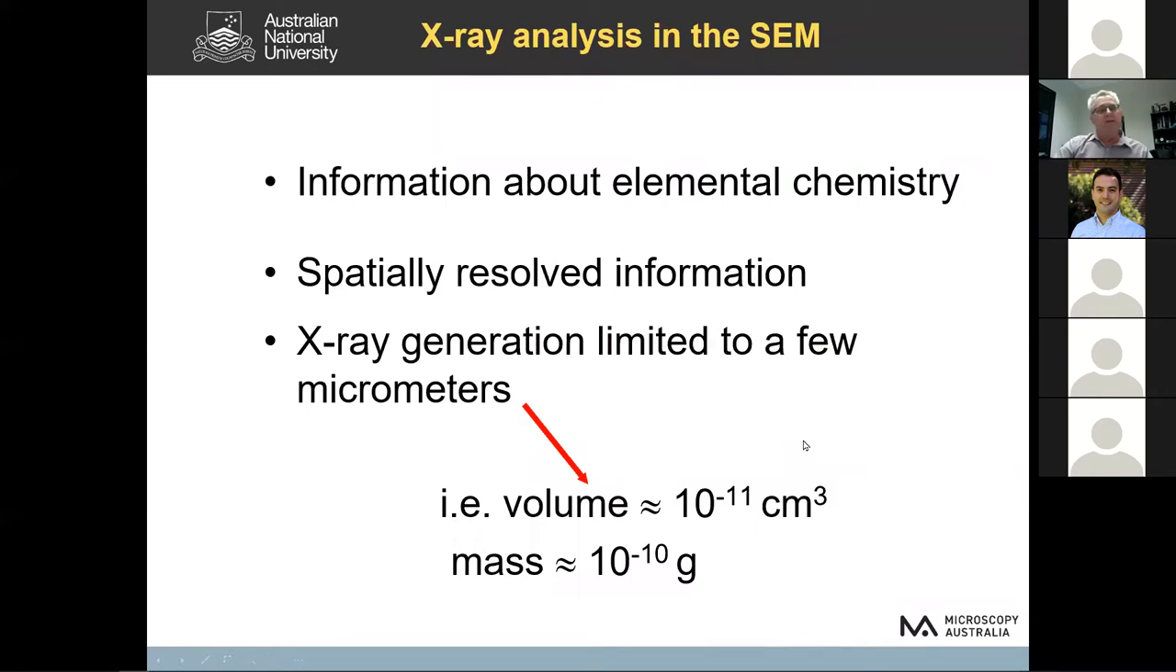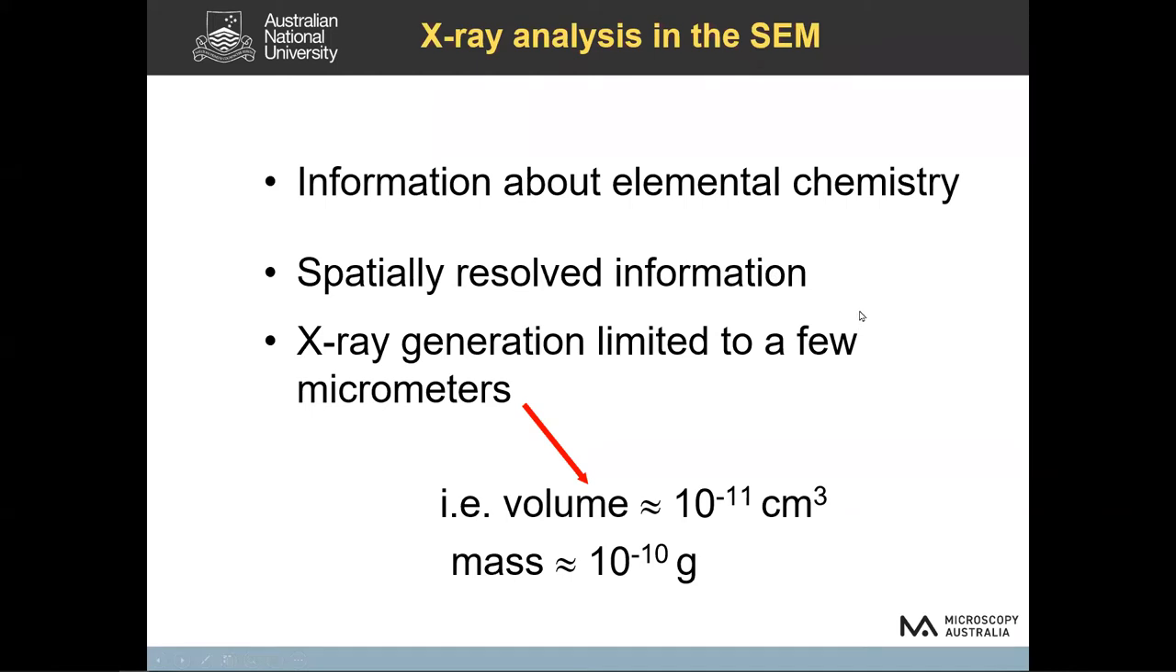So in SEM, that information tells you about the elemental chemistry of your sample, which elements are present. You also get spatially resolved information, so it's very localized. The X-ray generation is only limited to a few microns, and if you think about it, you can excite extremely small volumes.